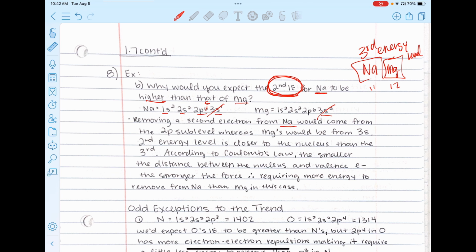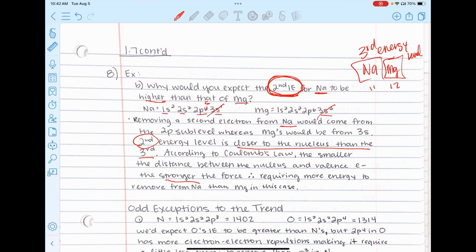The second energy level is closer to the nucleus than the third. So removing an electron from the 2p subshell is going to require more energy than removing an electron from the 3s subshell. Remember, according to Coulomb's law, the smaller the distance between the nucleus and the valence electrons, the stronger the force. The second shell is closer to the nucleus than the third. Therefore, removing an electron from the second one would require more energy.